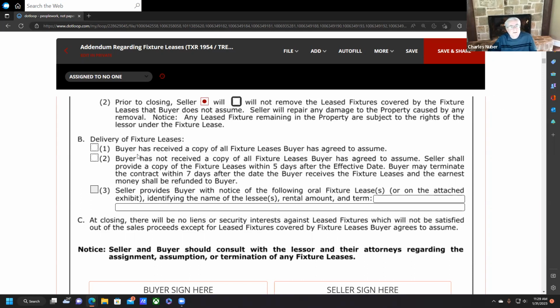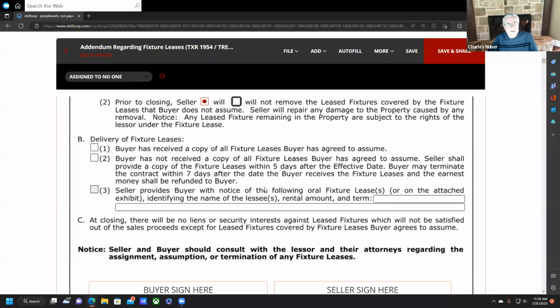Delivery of fixture leases. Buyer has received a copy of all fixture leases as agreed. Buyer has agreed to assume. Buyer has not received a copy of the fixture leases. That's why, as a listing agent, I want these documents up front. Buyer agreed to assume. Seller shall provide a copy of the fixture leases within 5 days. It's not an election of number of days. They have to provide one within 5 days after the effective date.